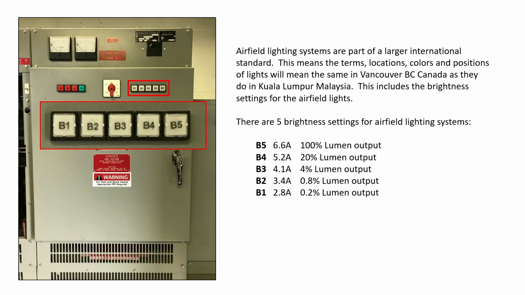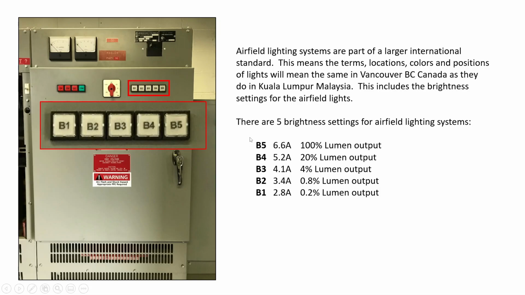B5 is the highest current and the highest lumen output, as in 100% illumination of the lights. B1 is the lowest current and the lowest lumen output. Notice that it's not a linear relationship between current and lumen output. 2.8 is just under 50% of the current, and yet the lumen output is 0.2%. So it's not important for us to memorize every single one of these percentages, but it is good to recognize that B5 is always in relation to 6.6 amps, and that is 100% lumen output.